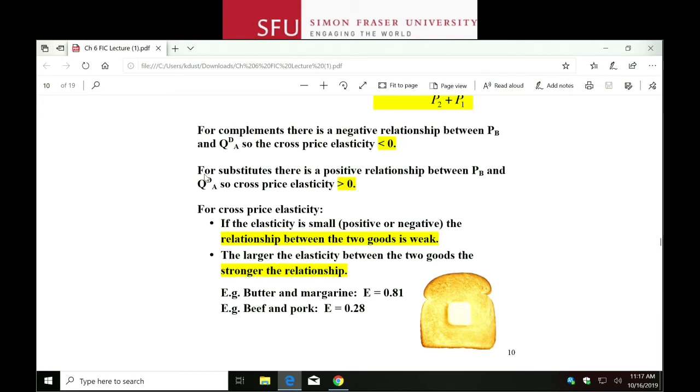They look the same pretty much too. Whereas beef and pork, those are also substitutes. You would have one or the other, but you can tell the difference. They taste different. People will have a stronger preference between the two. So they're not as substitutable as butter and margarine.